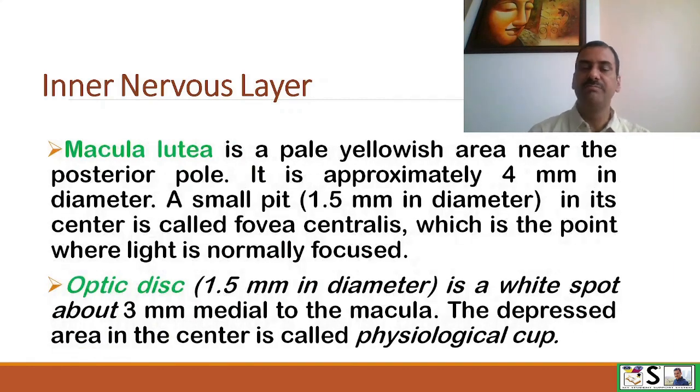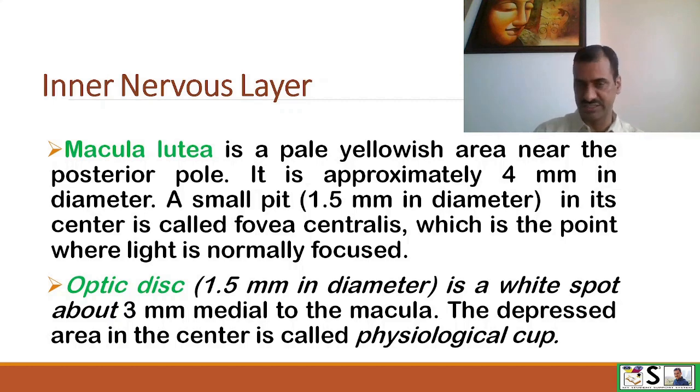The macula lutea is a pale yellowish area near the posterior pole. It is approximately 4 mm in diameter. There is a small pit, 1.5 mm in diameter, in the center, called the fovea centralis, which is the point where the light is normally focused.